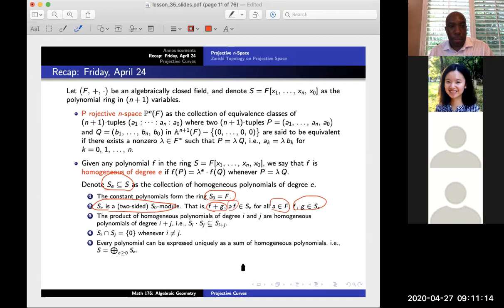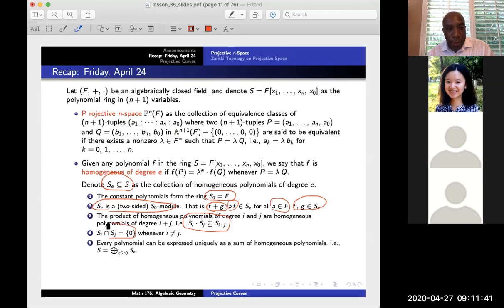Right, so we have these products here. Next, if you take two polynomials, maybe one homogeneous of degree i and another homogeneous of degree j, then the product is homogeneous of degree i plus j. So we just write that simply here by saying S_i times S_j is contained in S_{i+j}. Right, so the degrees add when you multiply them, that's all.